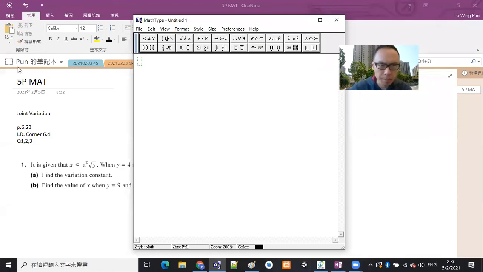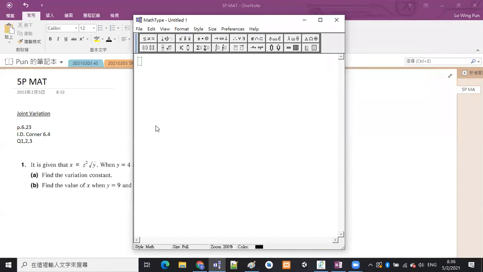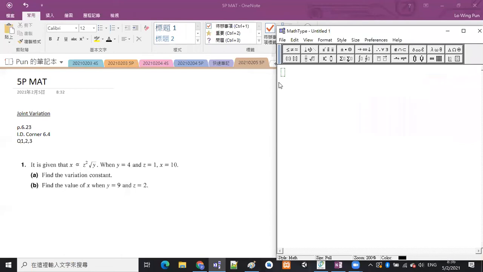Yesterday we were talking about joint variations. Joint variations means that there will be more than two variables, okay? And maybe involving direct variation and inverse variation at the same time, okay? But there is always one variable being the subject, okay?